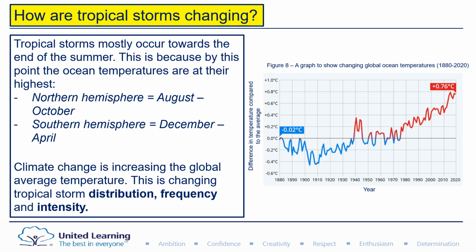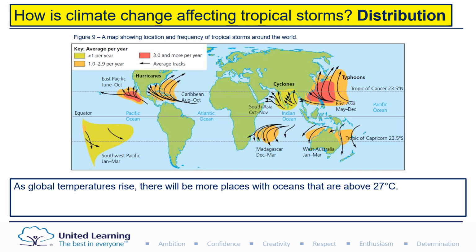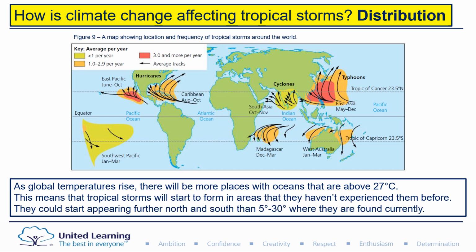Climate change is increasing the global average temperature, and this in turn is changing the distribution of where storms happen, how often they happen, the frequency, and the intensity, how strong they are. So, distribution: as the temperatures of Earth increase and more sea temperatures are above 27 degrees, we're going to start to see tropical storms happen further north and further south from 30 degrees north and south of the equator. Okay.